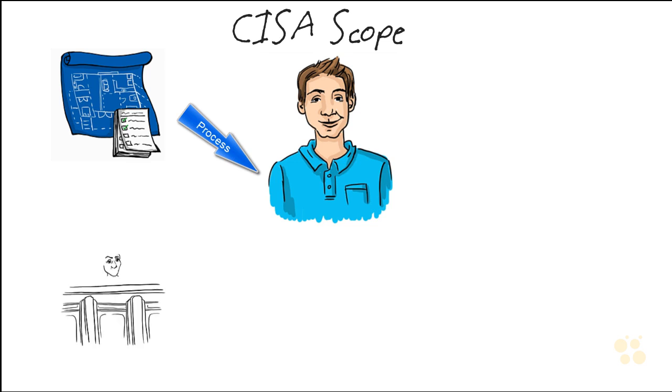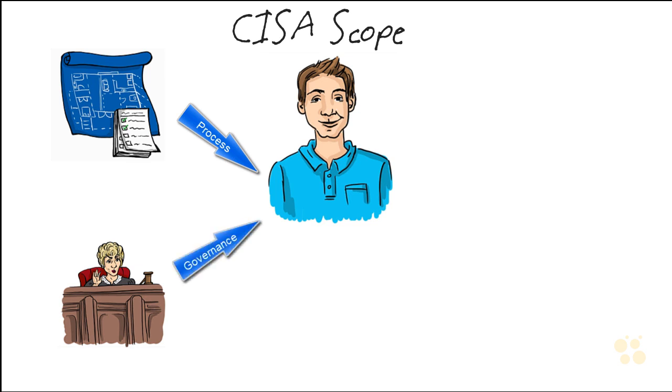The next domain is focused on governance, or again, the full definition is governance and management of IT. Governance and management of IT is focused on the leadership and the organizational structures and processes that ensure the IT operates effectively. So effectively, we as auditors will be reviewing and validating that the organization is following its own governance and following its own processes.